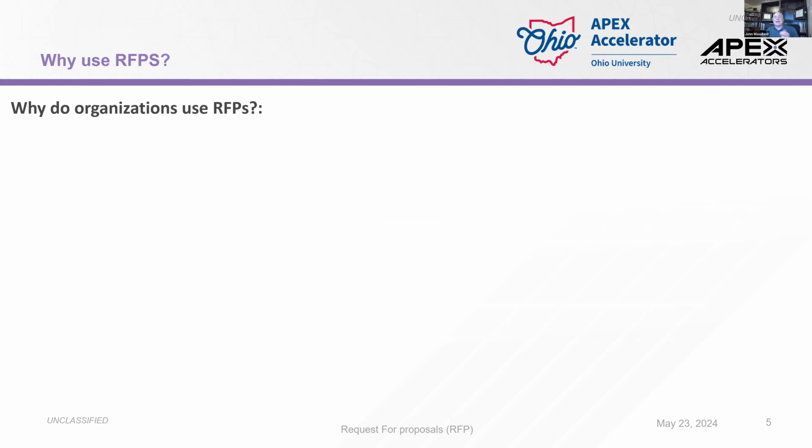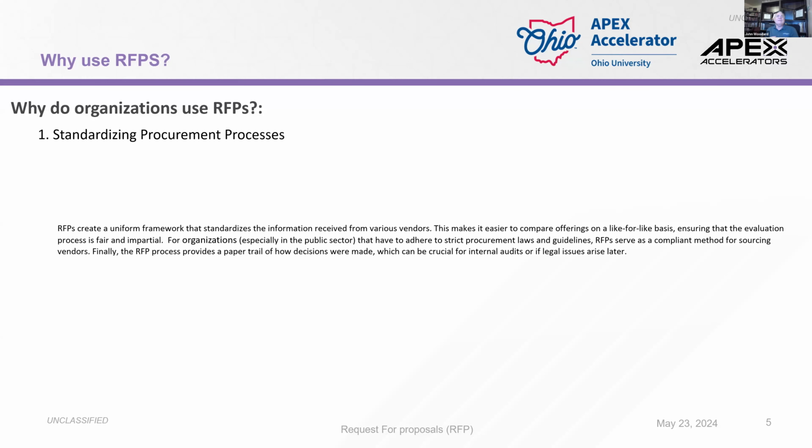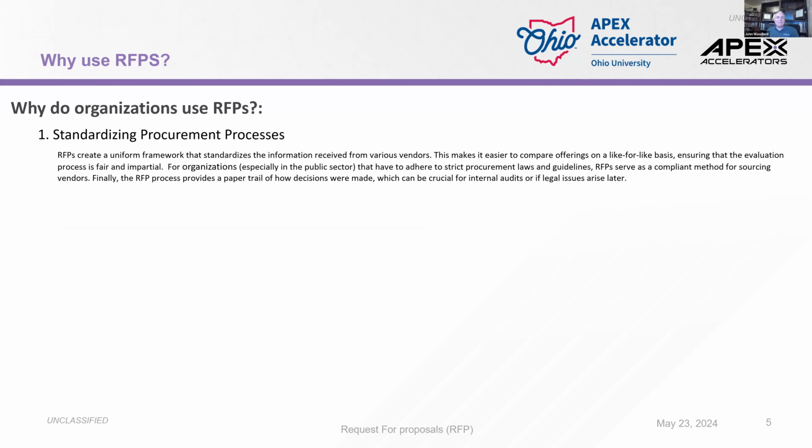So this is what that last line was leading into. Why do organizations use RFPs? We just talked about that. Standardizing the procurement process. It puts it across the board. Everybody's on the same playing field. It's easier to evaluate the vendors, the information, and the bids that are being offered. And that's one thing I want to touch on.